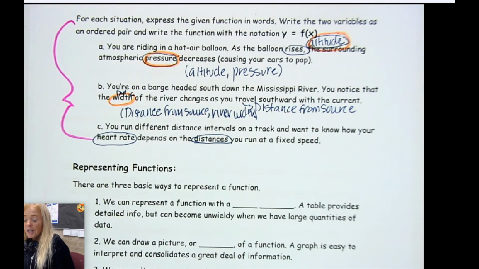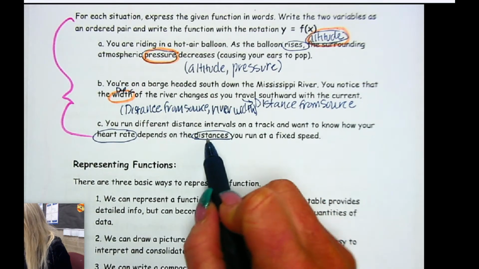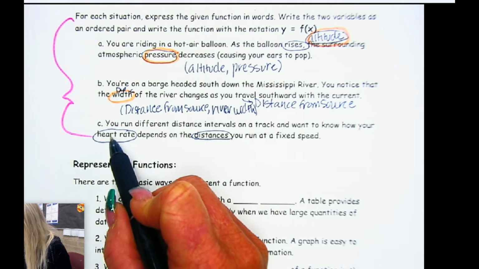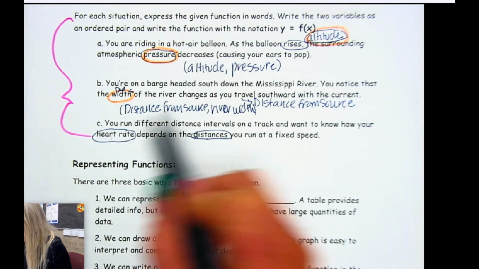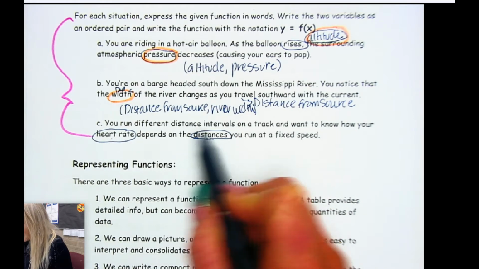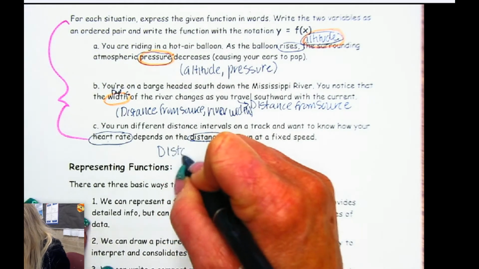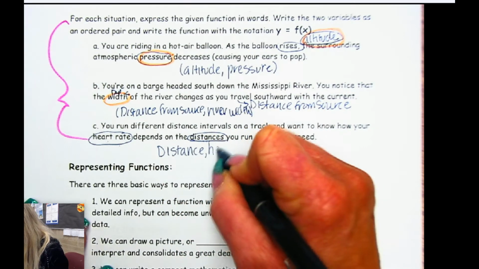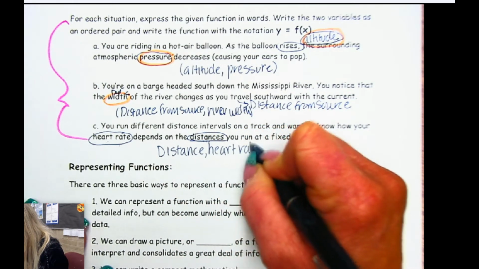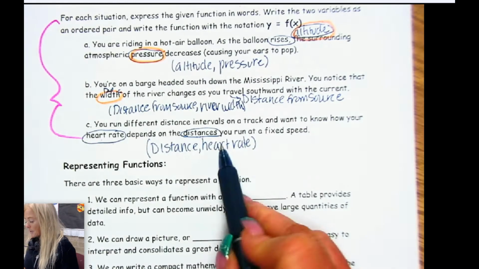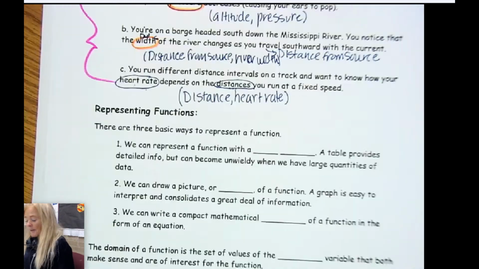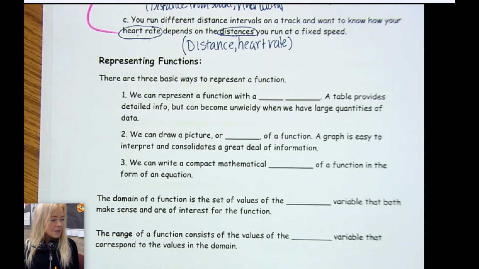Your heart rate's going to change with the amount that you're running. So your distance doesn't depend on the heart rate. The heart rate depends instead on the distance. So heart rate depends on the distance. So distance is going to be independent, and heart rate is dependent because that depends on the distance. All right. Okay. So representing functions.